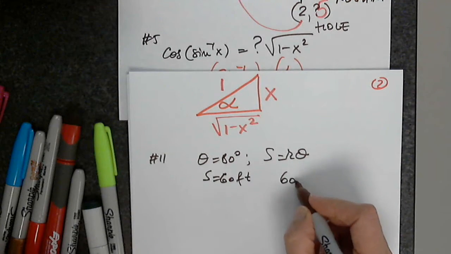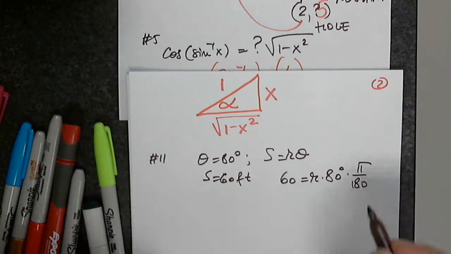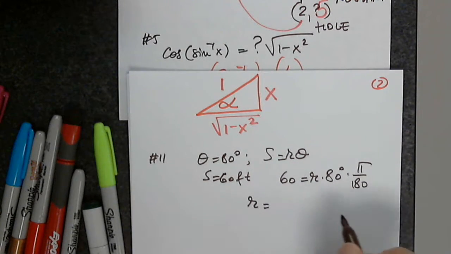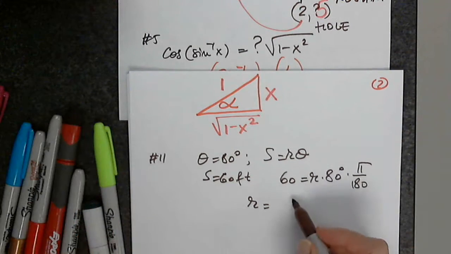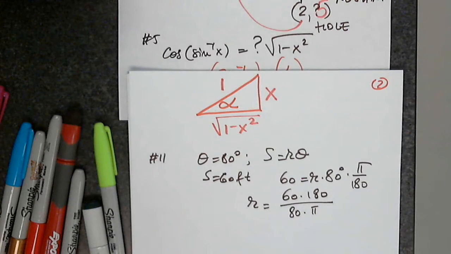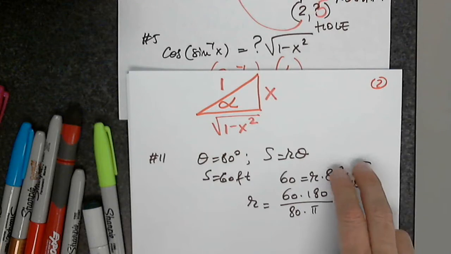Okay, so then I have 60 equals r times 80 degrees times pi over 180. The formula means nothing if I don't have the angle in radians. So then r equals, I can multiply both sides by 180 first and then divide by pi and 80. So 60 times 180 over 80 times pi. It's just a linear equation. I multiply both sides by 180 first, and then I divide it by pi times 80.